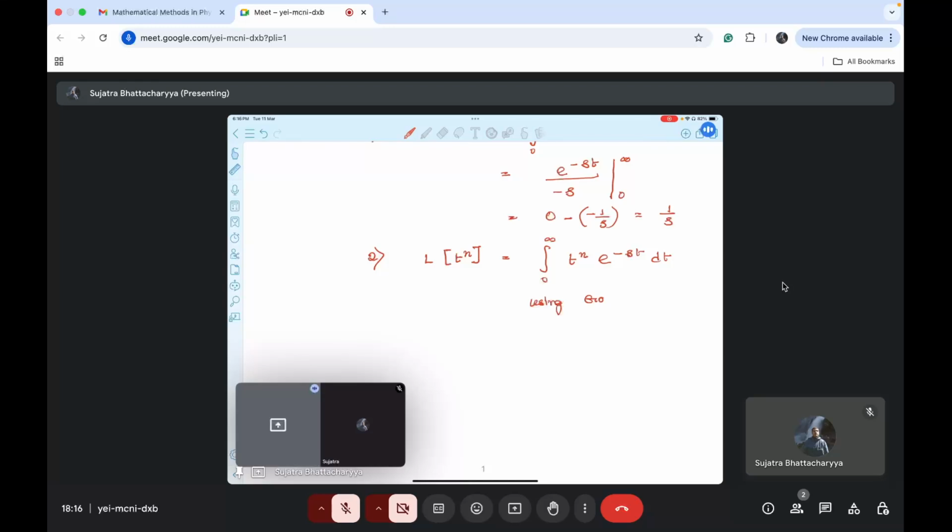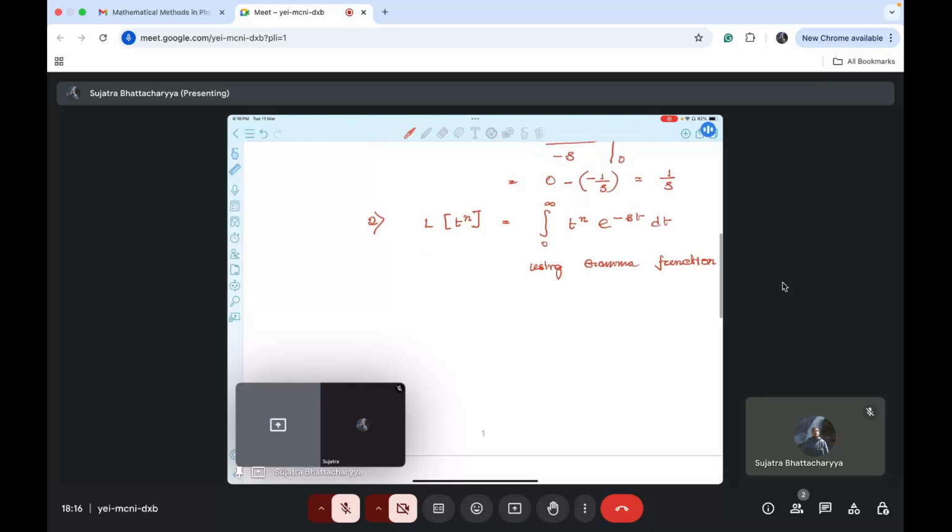Using the gamma function. Okay. Now, what is a gamma function? Well, I can define it. Let's say gamma, this is how it is represented. Gamma of some n. N is some number. Okay? It can be a fraction also. So gamma of n is defined as the integral from 0 to infinity of t to the power n minus 1 e to the power minus t dt. Okay, this is gamma of n.